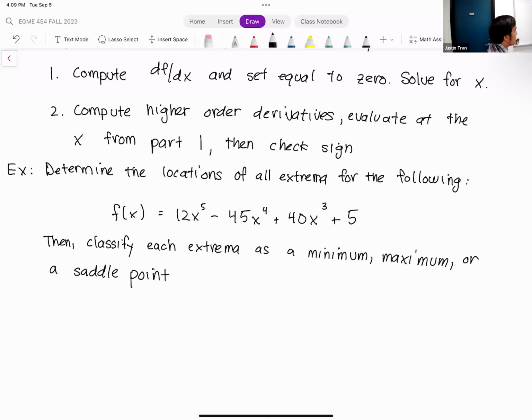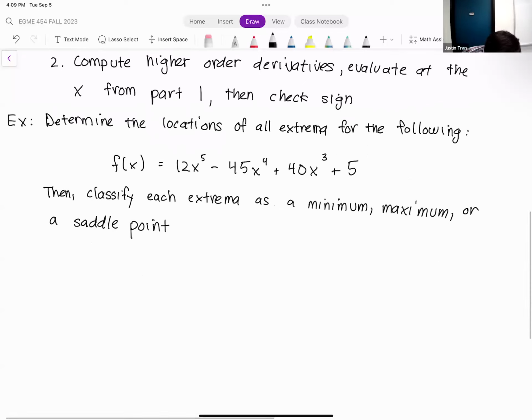Right. Any questions on just the recap from last time, or just the beginning of this example here? All right, so let's go ahead and get started. So let's go ahead with step 1.